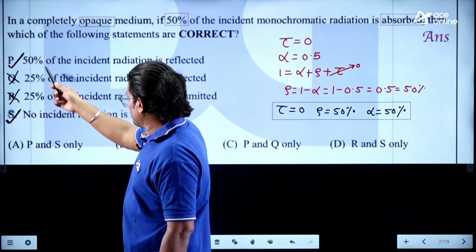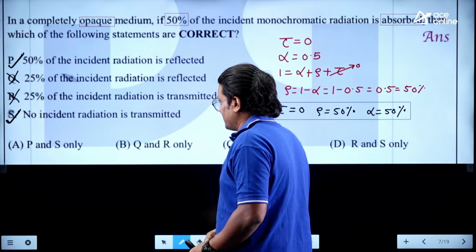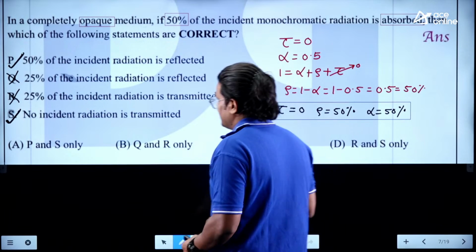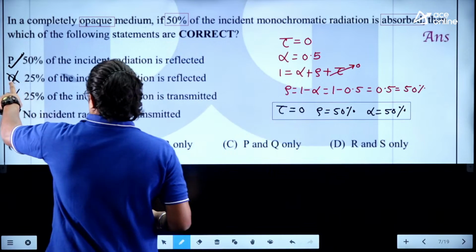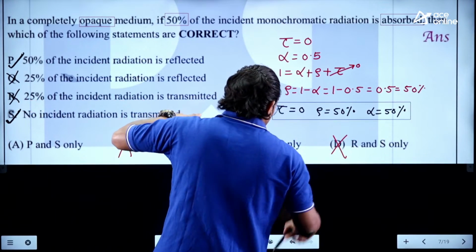Okay, so what do you have? 50% of the incident radiation reflected, no incident radiation is transmitted. So you can go for P and S. R is anyway not there, so B is not there. So this is not there.